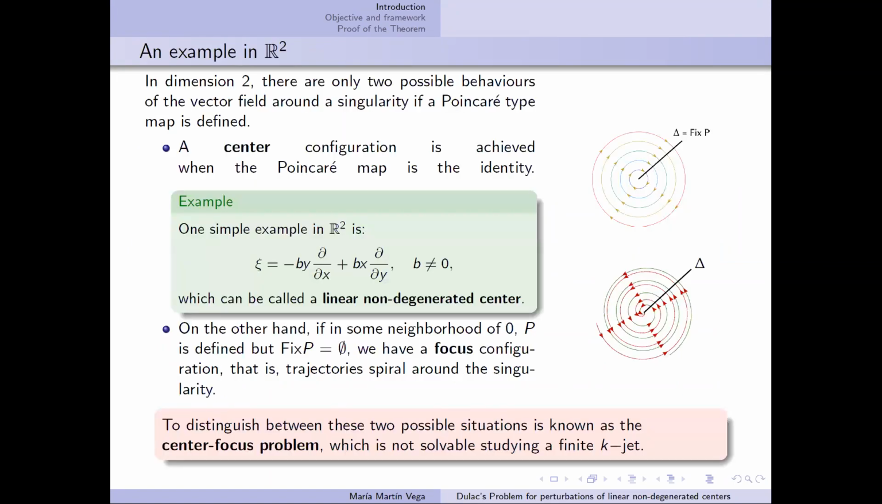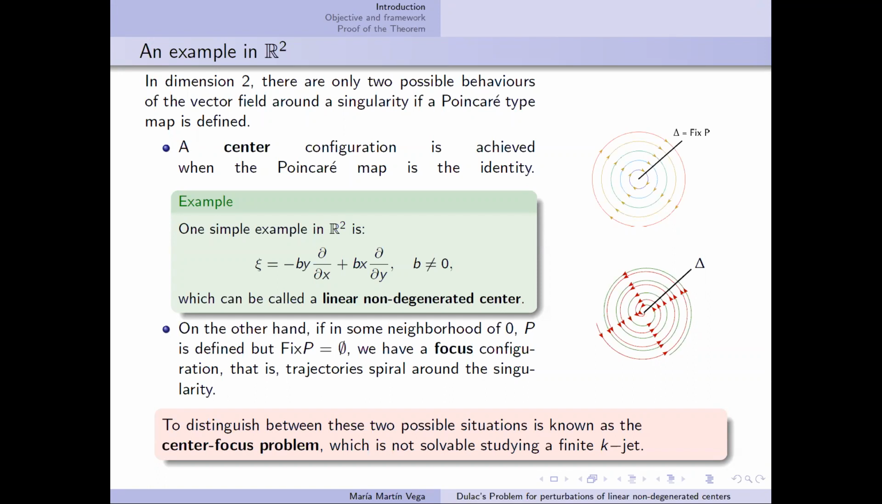To give some examples, in R2, as I said before, we only have two possible configurations whenever a Poincaré map is defined. We can have a center, which means that the set of fixed points is the whole hyperplane of the Poincaré map, that is, the map is the identity. A simple example that we have seen in many of the courses this semester is a linear vector field that we can call a linear non-degenerate center. In any other case, we have a focus configuration, which means that, taking a sufficiently small neighborhood of the singularity, the Poincaré map doesn't contain any fixed point.